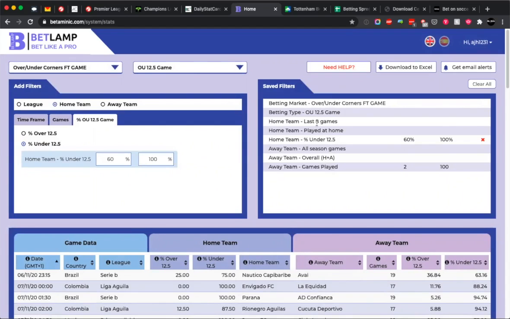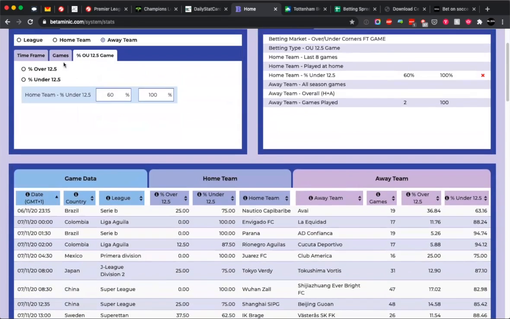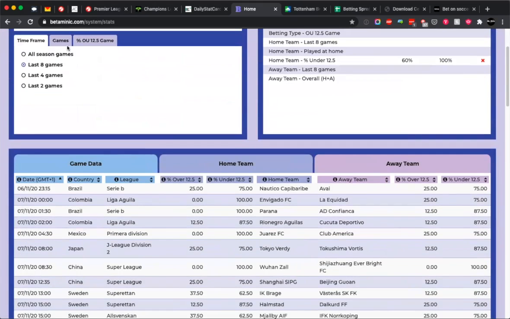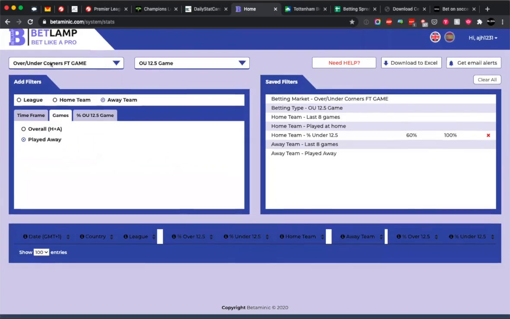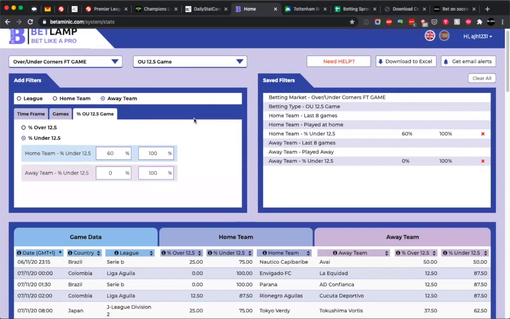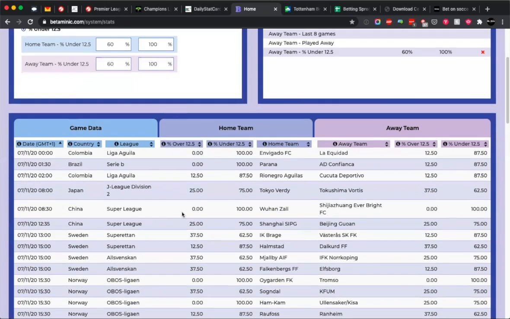The home team, last 8 games that they've played at home. How many under 12.5 have they had? I could also do the same for the away team if I really wanted to narrow it down. The away team, how many games they've played, 8, and then how many games they've played overall. And then here I could also do the under 60%. So that way what I'll get is both sides, both away and home, teams that have had over 60% of their games have under 12.5. And then, on my betting site, I could try and find these games, or I could do some further research.